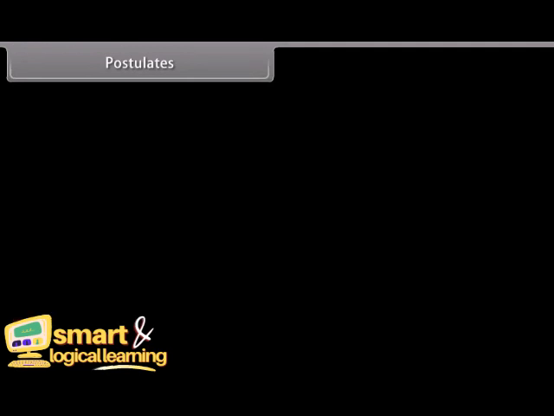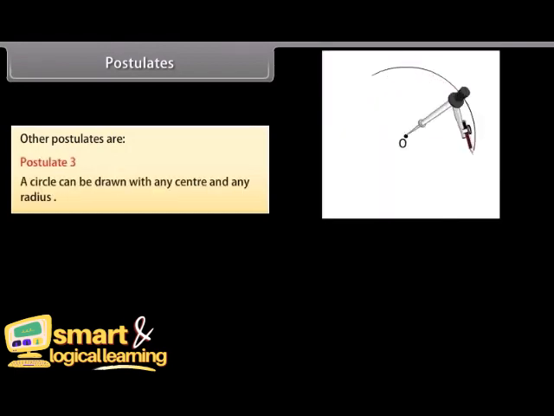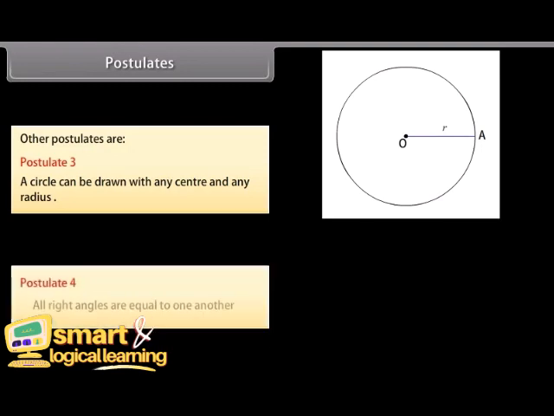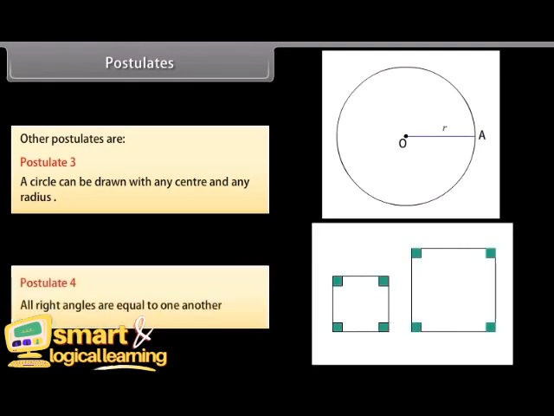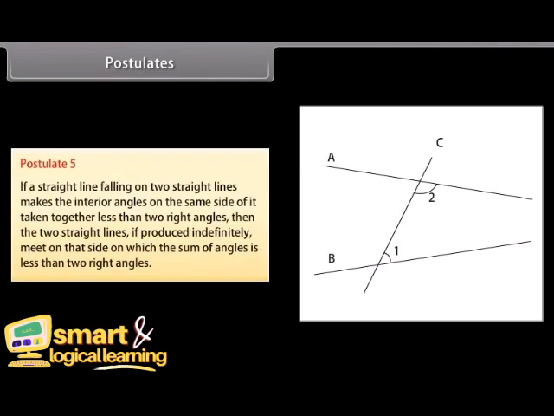Other postulates are: Postulate 3. A circle can be drawn with any center and any radius. Postulate 4. All right angles are equal to one another. And postulate 5 is: if a straight line falling on two straight lines makes the interior angles on the same side of it, taken together, less than two right angles, then the two straight lines, if produced indefinitely, meet on that side on which the sum of angles is less than two right angles.